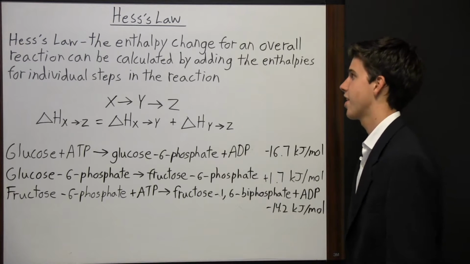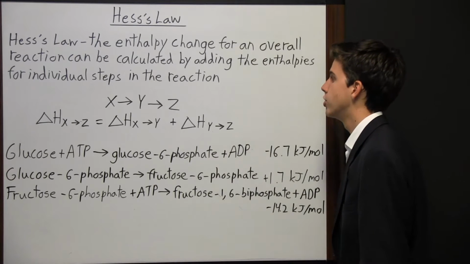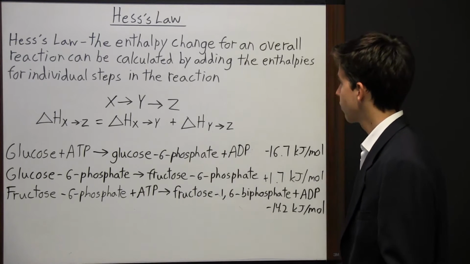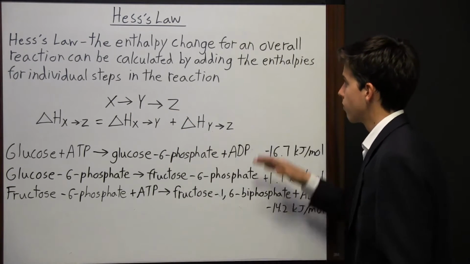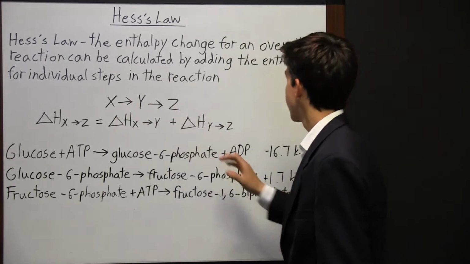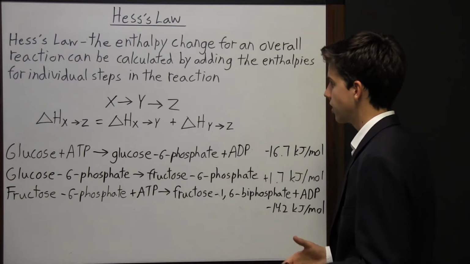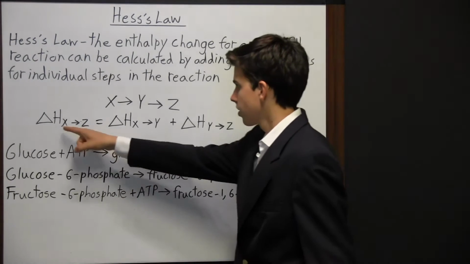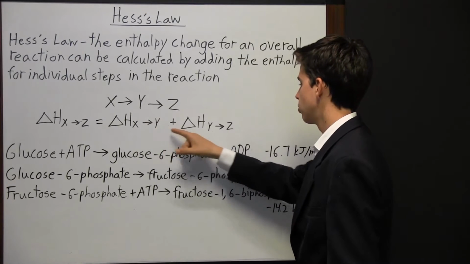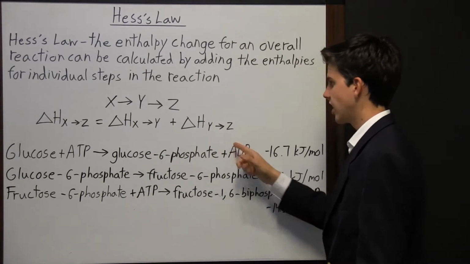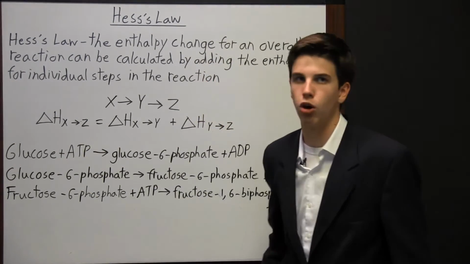Hess's law states that the enthalpy change for an overall reaction can be calculated by adding the enthalpies for individual steps in the reaction. So here we have a reaction of X changing to Y and then Y changing to Z. So based on Hess's law, this is an overall reaction. But we can find the total enthalpy change for this overall reaction by adding the enthalpies for the individual steps. So here, we're trying to find the change in enthalpy for the overall reaction, and then we have the change in enthalpy for the individual steps, X changing to Y and Y changing to Z. So by adding those together, we get the enthalpy change for the overall reaction.